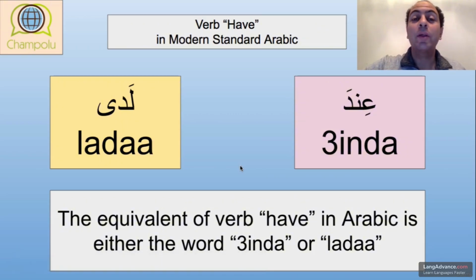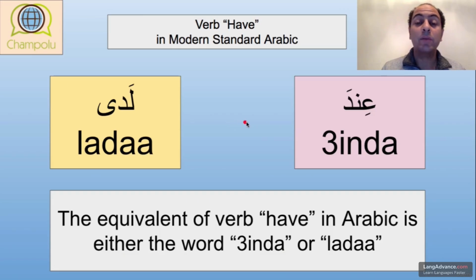Today we'll be talking about the equivalent of the verb have in Modern Standard Arabic. It's important to notice that we don't actually have a verb that corresponds to have, but we have these two words, عند and لدى. Both these words are not verbs. They are not conjugated as verbs.